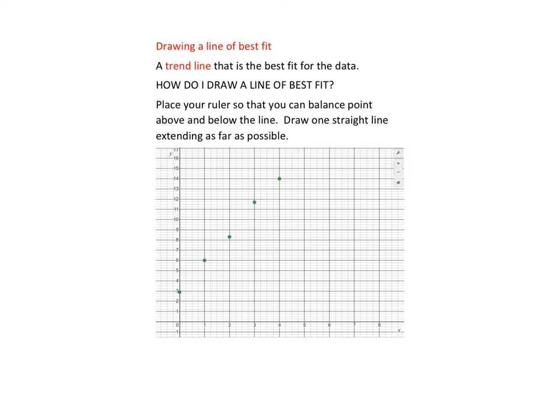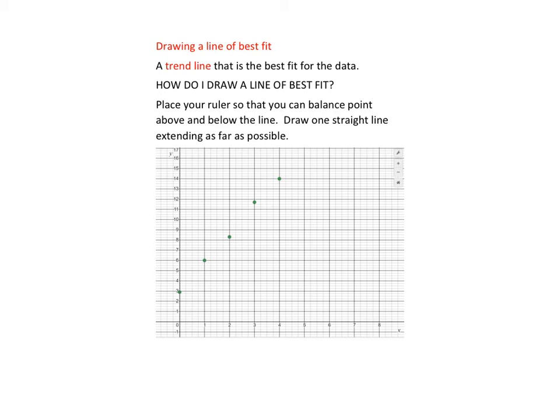What do we mean by drawing a line of best fit? We want to take our ruler and draw one single line, called a trend line, that is the best fit for the data. That doesn't mean that the line has to go through all of the points. What we want to try and do is balance some points above and some points below, so that you have kind of an equal amount on either side of the line.